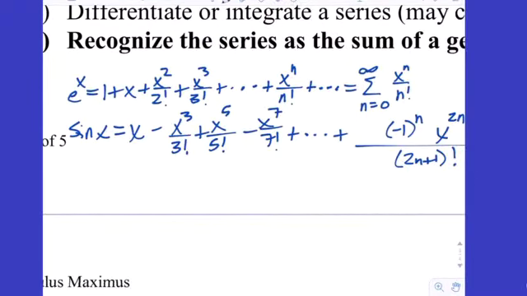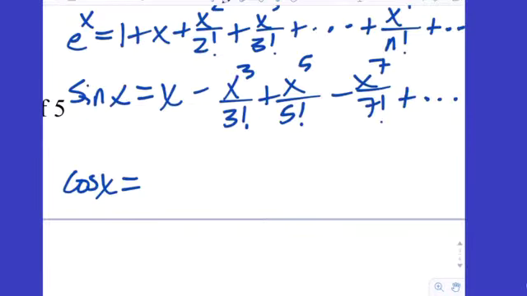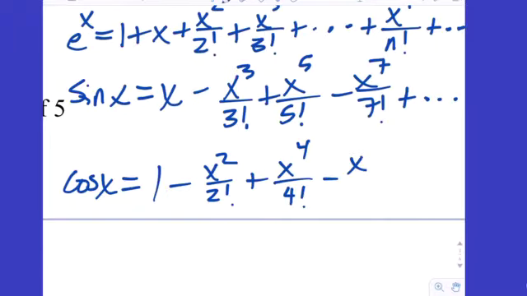All right, and then, of course, the derivative of that is cosine. So if you ever forget cosine and remember sine, you can take the derivative. But cosine is probably worth remembering on its own. Is it an even or odd function? Even. So the first even term would be 1x to the 0th power, so just 1. And then it alternates: x squared over 2 factorial plus x to the 4th over 4 factorial minus x to the 6th over 6 factorial.